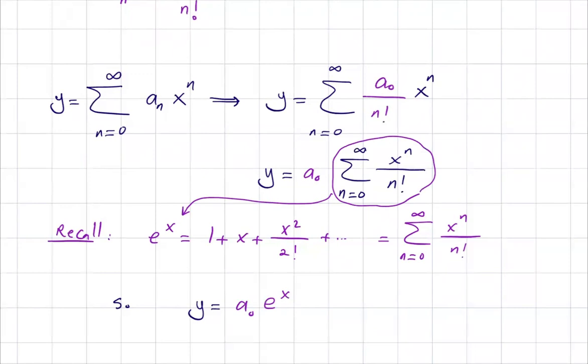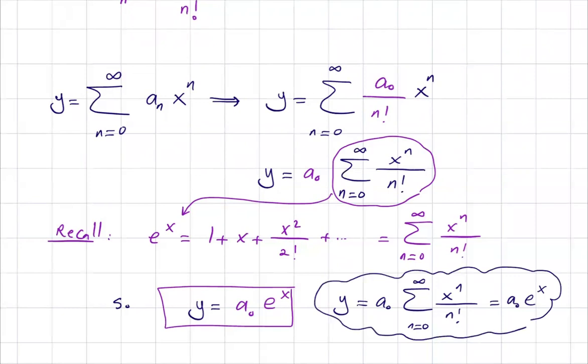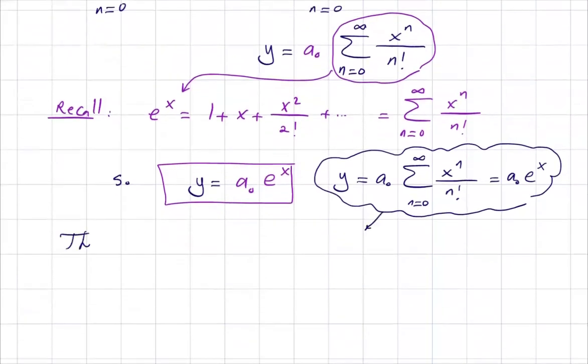So that's how we solve this differential equation, and this is the solution for this differential equation in power series form. You can also write y equals a sub 0, the summation of x to the n divided by n factorial and starts from 0, goes to infinity, or a sub 0 e to the x. The solution of the differential equation y prime minus y equal to 0 is a sub 0 e to the x.